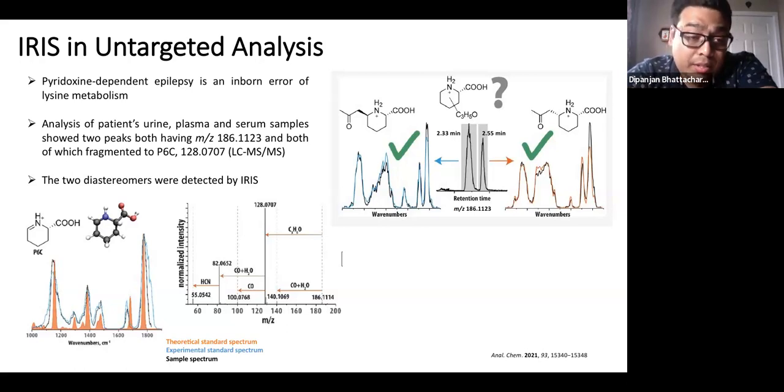You can actually see this is an overlap of 3 IR spectra. The orange is the theoretical standard of that P6C. The blue is the experimental standard, and the black is the actual unknown sample spectrum. And so they identified the 128 peak as P6C. And from there, they were able to identify the 2 diastereomers, as you can see in the picture to the right, by performing the IRIS matching. So, cis and trans diastereomers.